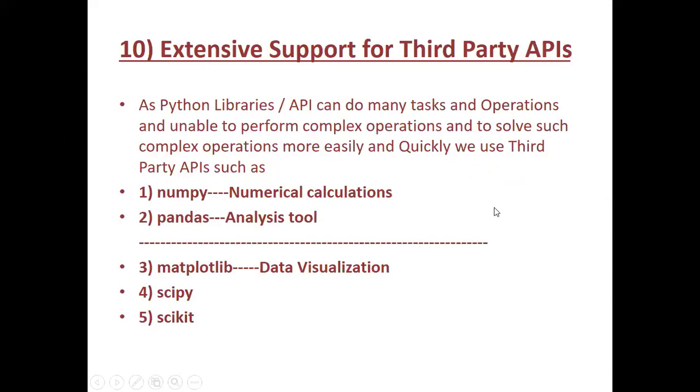Now, extensive support for third-party APIs, as the Python libraries can do many tasks and operations and enable us to perform complex operations. In order to solve such complex operations more easily and quickly, it takes the help of third-party APIs, such as NumPy, Pandas, Matplotlib, SciPy, and Scikit. We'll discuss this later, at the end of the session.